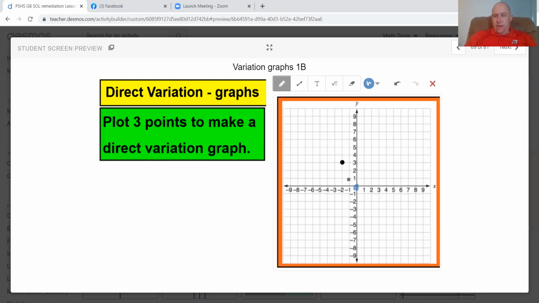So I'm going to go from here to here. I would go 2 to the left and then 3 up. And then if we repeat that pattern, 2 to the left and 3 up, there's my next point. One more time, 2 to the left, 3 up. Notice I have 3 points, but more importantly, notice that they're all on a straight line and it goes through 0, 0. That's how I make sure that I get my direct variation graph.